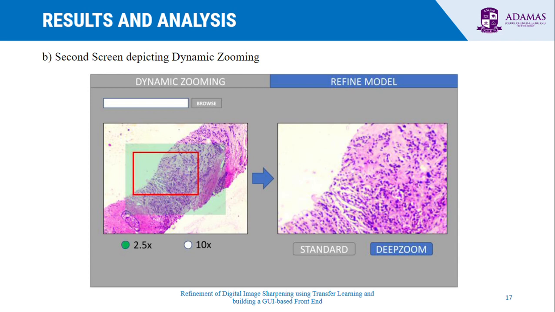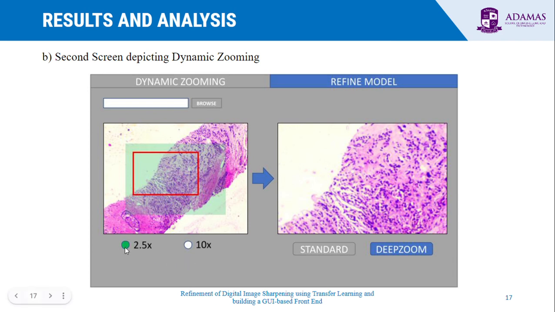Coming to this screen, we have dynamic zooming enabled. Here a button is given which shows browse. That is, a user can browse a 4x image into the workspace. Once the image is browsed, it will show like this. We have two radio buttons enabled. One is of 2.5x and the second is of 10x.